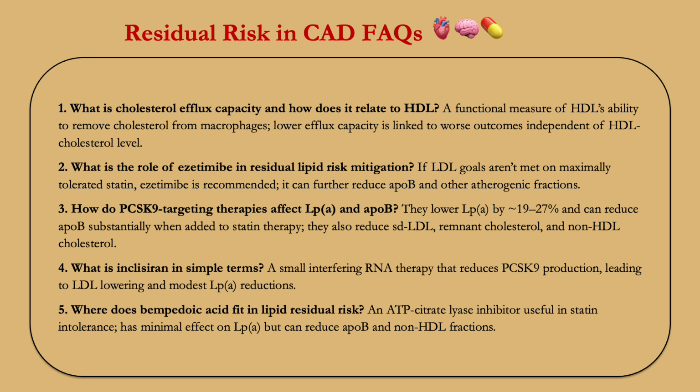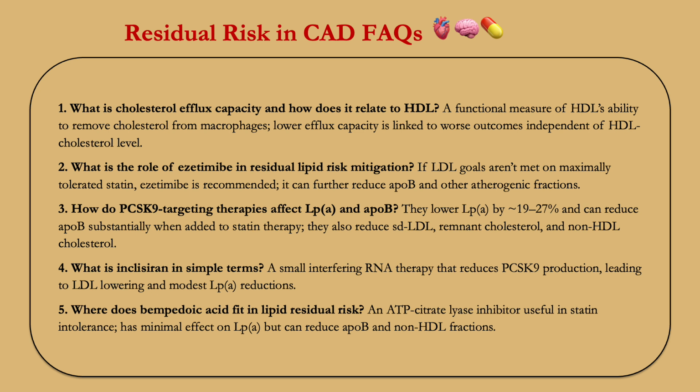What's the role of ezetimibe in residual lipid risk mitigation? If LDL goals aren't met on maximally tolerated statin, ezetimibe is recommended. It can further reduce ApoB and other atherogenic fractions. How do PCSK9 targeted therapies affect Lp(a) and ApoB? They lower Lp(a) by 19 to 27% and can reduce ApoB substantially when added to statin therapy. They also reduce small LDL, remnant cholesterol, and non-HDL cholesterol.